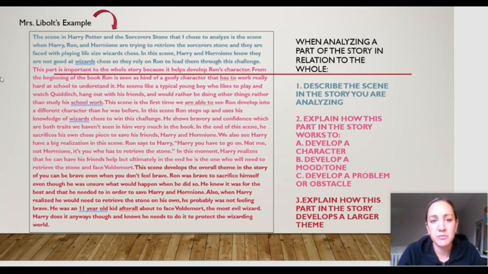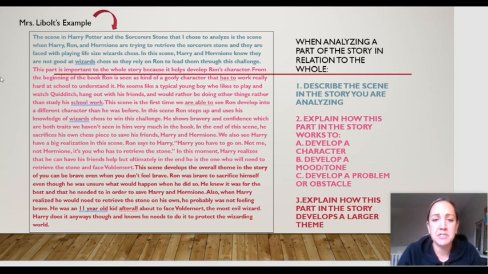From the beginning of the book, Ron is seen as kind of a goofy character that has to work really hard in school to understand it. He seems like a typical young boy who likes to play and watch Quidditch, hang out with his friends, and would rather be doing other things rather than study his schoolwork.